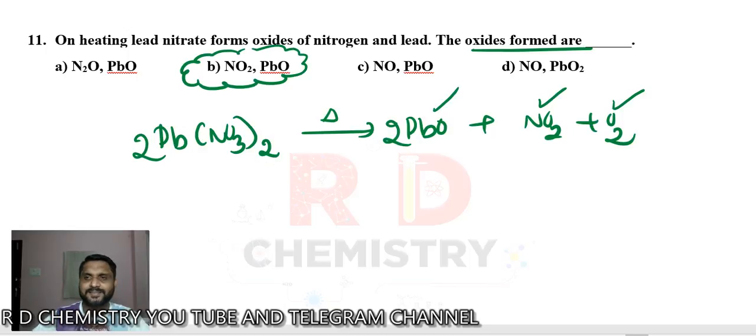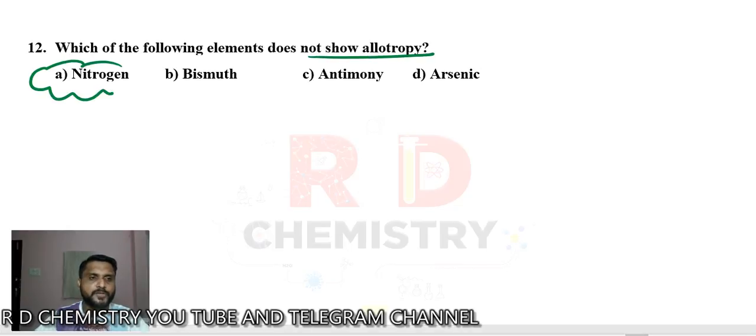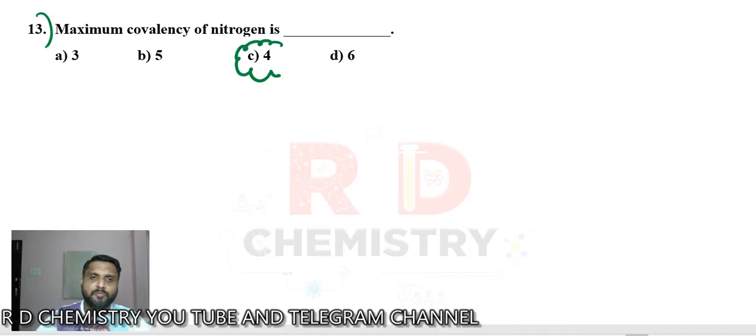Clear? Right? Question number 12. Which of the following does not show allotropy? Straightforward question. The answer is option number A, nitrogen. Question number 13. Maximum covalency of nitrogen. That means around nitrogen, the maximum number of bonds possible are. So nitrogen can form a maximum of 4 bonds. Okay, right?